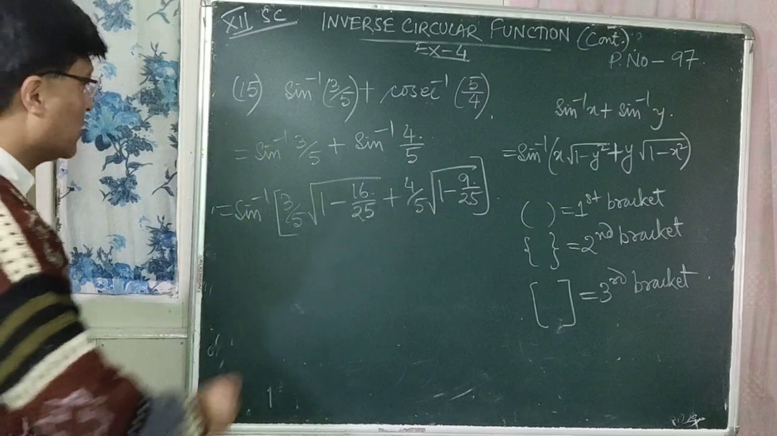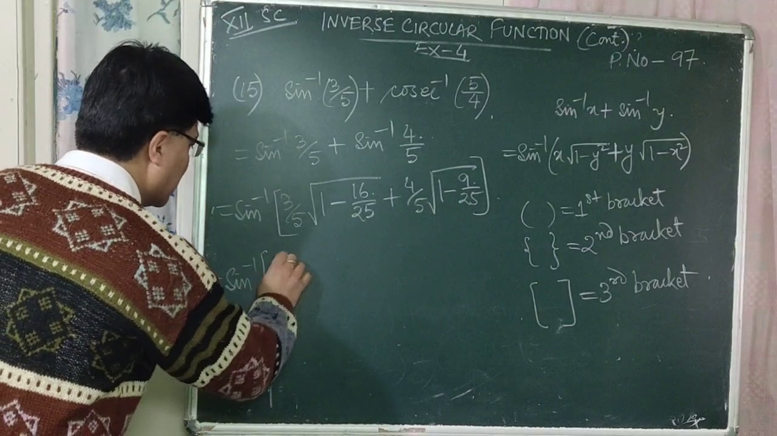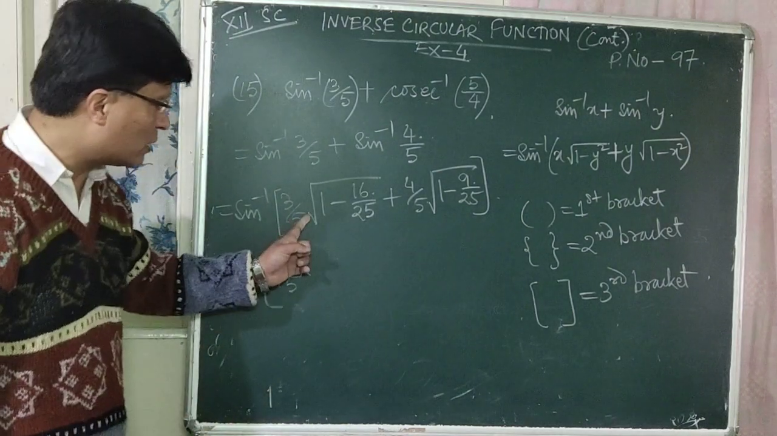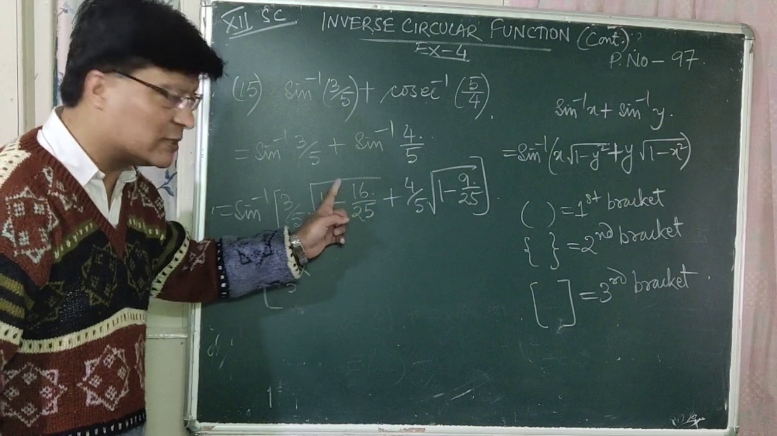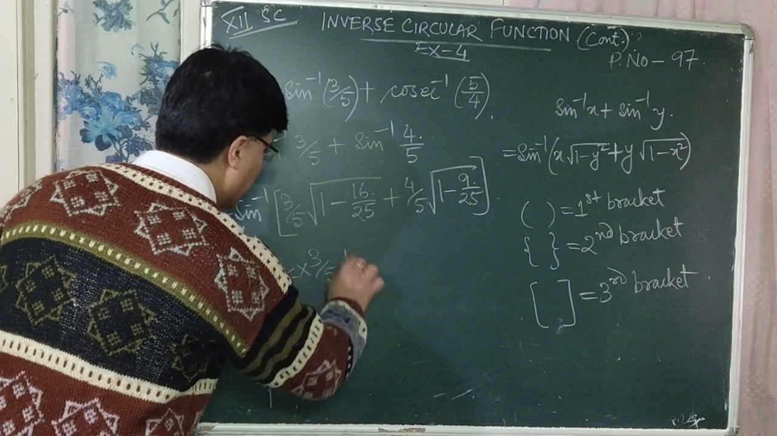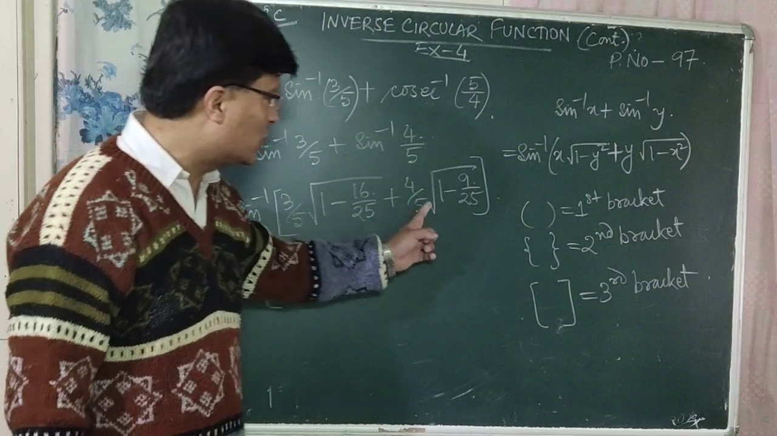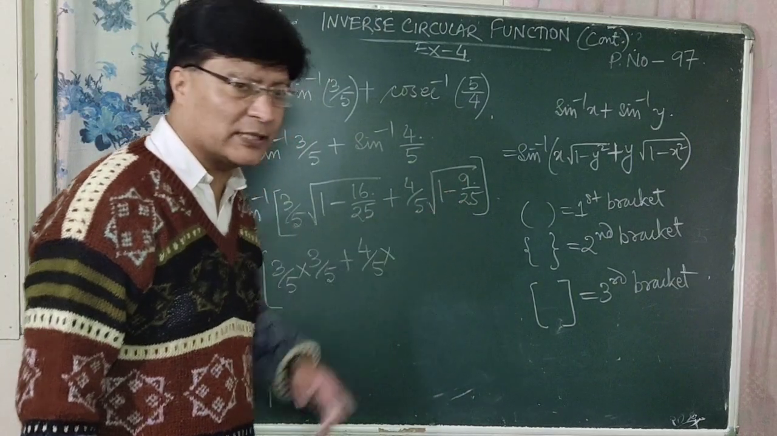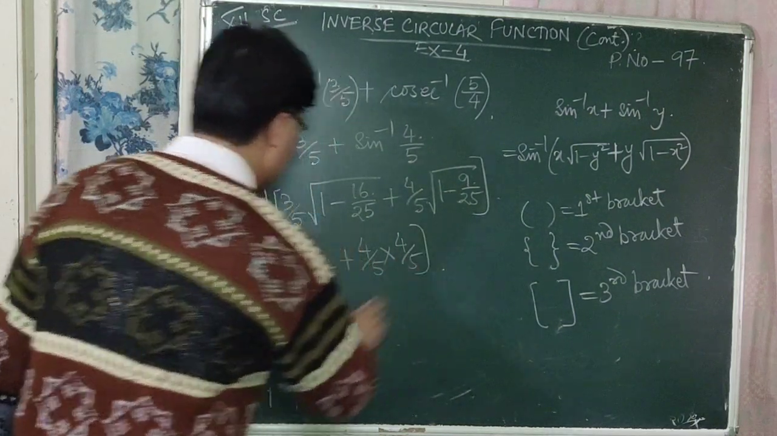Is that clear? So it is equal to sin inverse within third bracket, 3 by 5 into, let us simplify it, within square root there is 1 minus 16 by 25. 25 ones are 25, minus 16 is 9 by 25. What is square root? 3 by 5, plus 4 by 5 into, similarly, within square root there is 1 minus 9 by 25. 25 ones are 25 minus 9, 16 by 25. What is square root? It is 4 by 5, right?